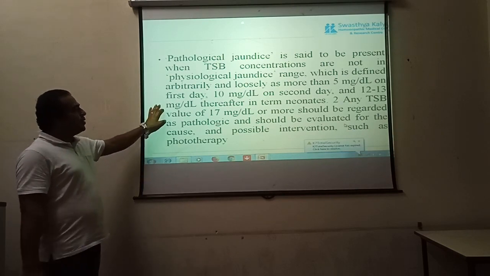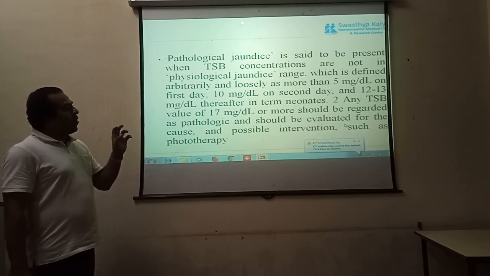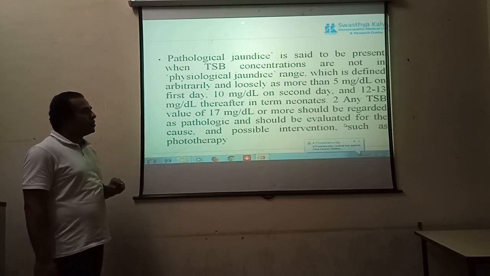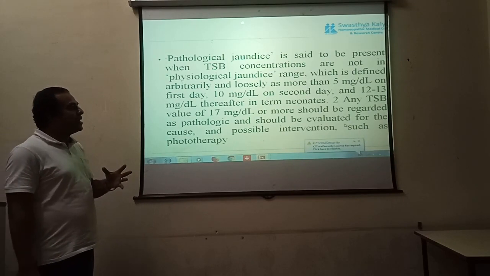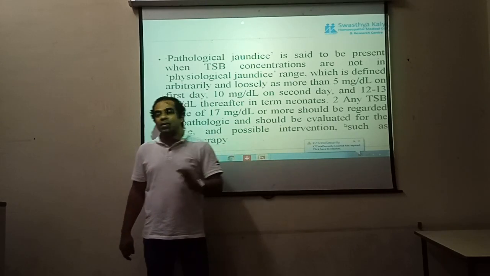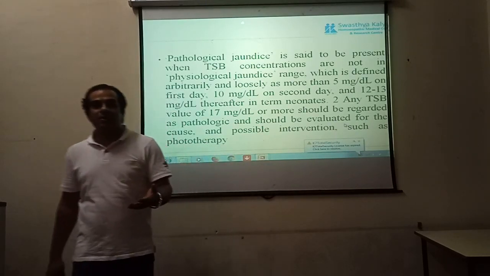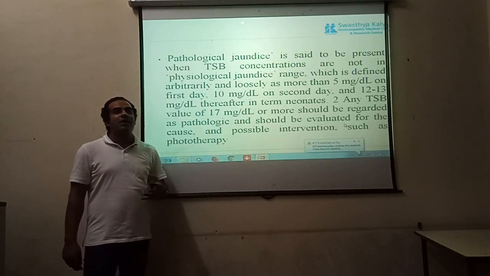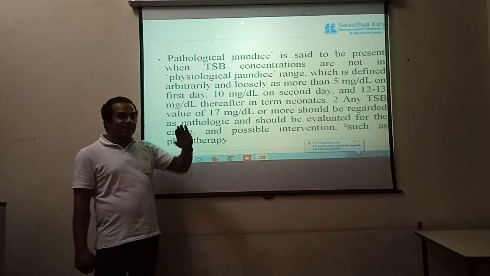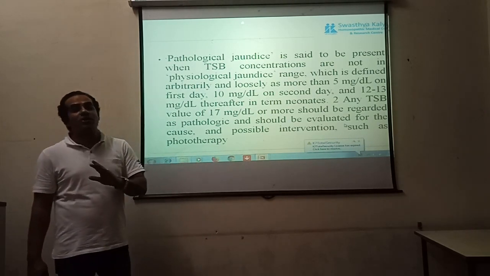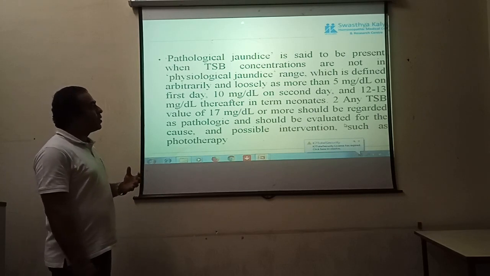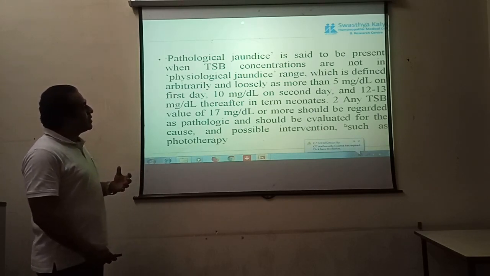Any total serum bilirubin value of 17 or more should be regarded as pathologic and should be evaluated for causes and possible intervention such as phototherapy. Now, the problem is once a child develops this symptom, it is very difficult to ascertain just by looking whether the level of bilirubin is within the physiological range or it has crossed into the pathological range. So regular monitoring is required and proper therapy would also be required.